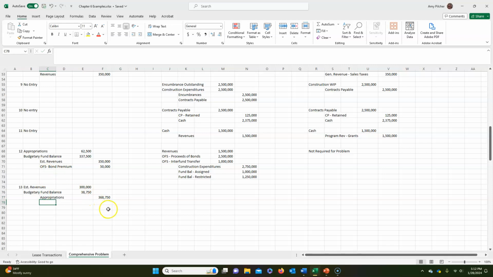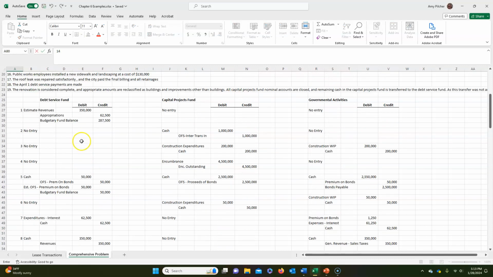So we have $250,000 plus 2 bond payments. One paid before the $250,000, so the full 5% on $2.5 million, and then the other one paid on $2,250,000 times 5%. There is no entry in the construction or the governmental activities.